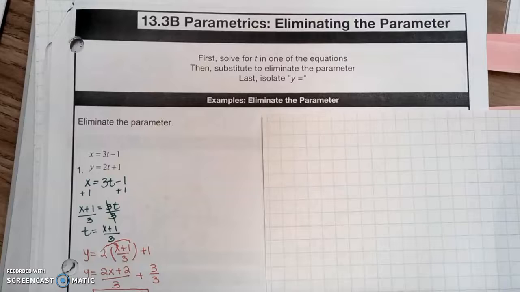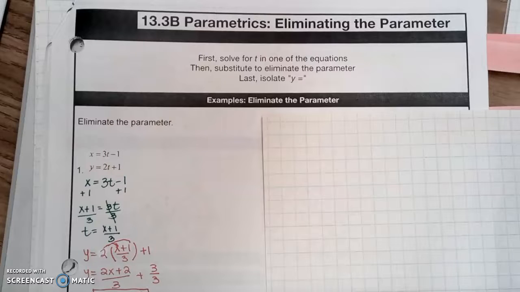So we're going to first get the t by itself in either of the equations, usually the x equation. Then, once it's solved for t, we're going to take whatever t is equal to and substitute it into the second equation where the t is at. That usually involves distributing, but not always. And then the last thing you do is get the y by itself. Once you get the y by itself, you'll be able to tell what type of equation it is. It'll either be linear or quadratic like 90% of the time.